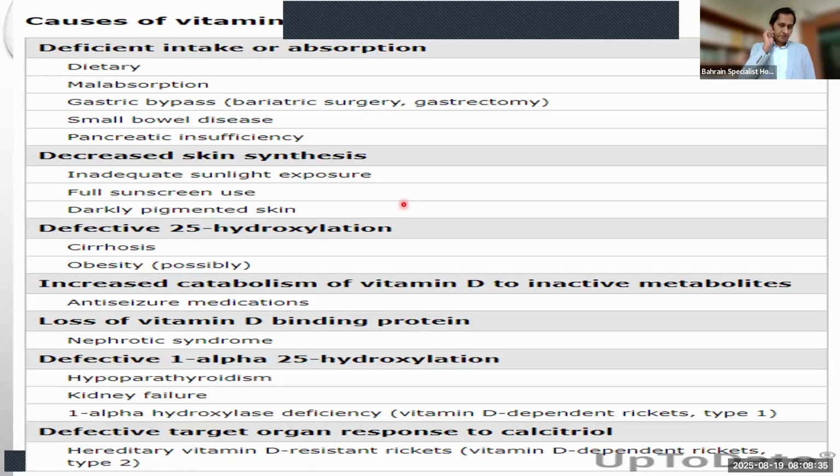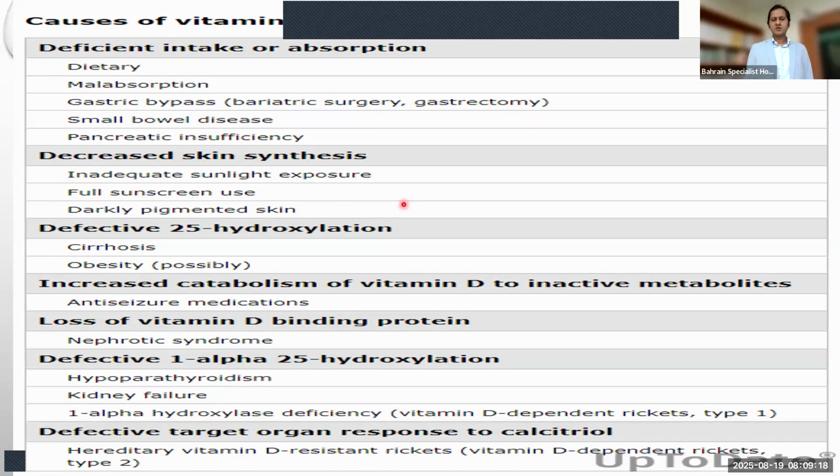If we talk about the causes of vitamin D deficiency, it can be because of a lack of vitamin D in the diet. If we are taking a diet not sufficient in vitamin D, then it can lead to the deficiency. Then obviously malabsorption, gastric bypass patients, because enough vitamin D is not absorbed. Then small bowel disease, or if the skin is not exposed to sunlight, the endogenous production will not be there. And use of sunscreen, because sunscreen blocks the ultraviolet light, so the skin can't synthesize vitamin D. And darkly pigmented skin also hinders ultraviolet light, so the vitamin D can't be produced.